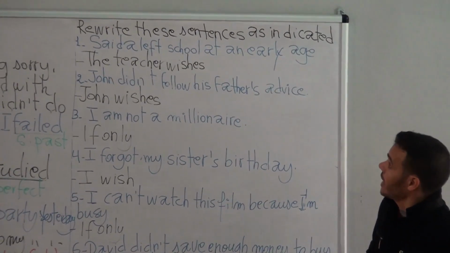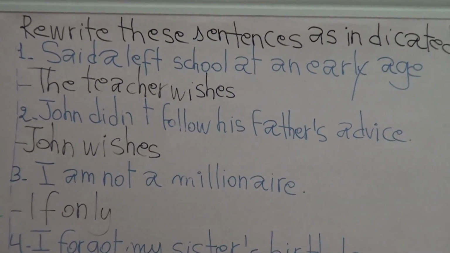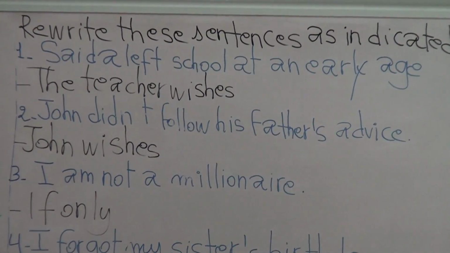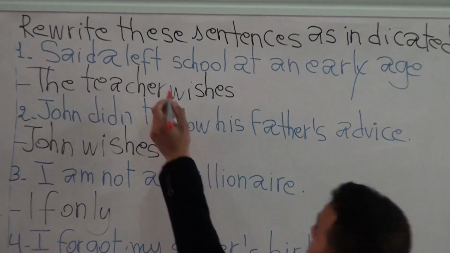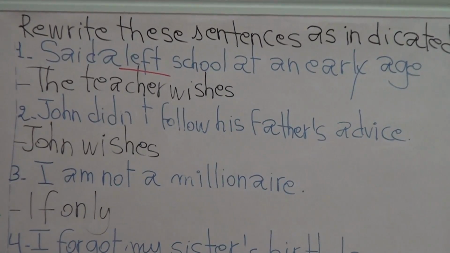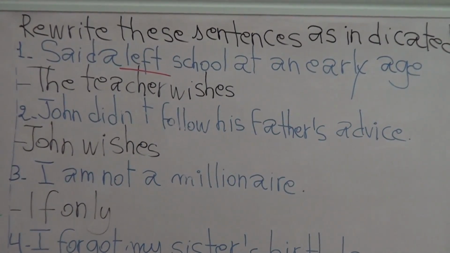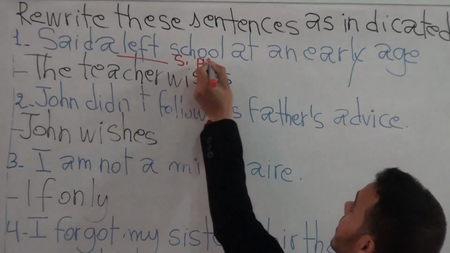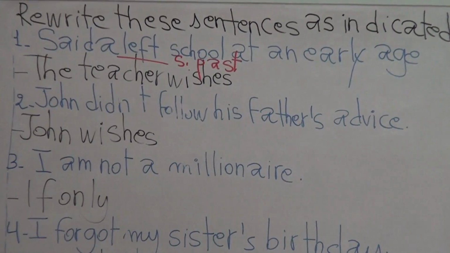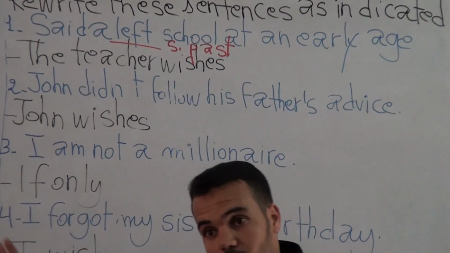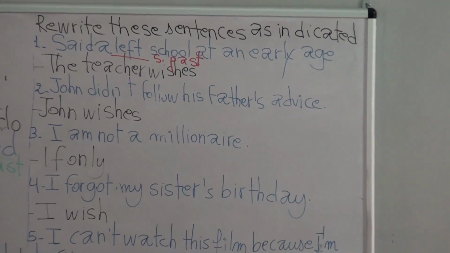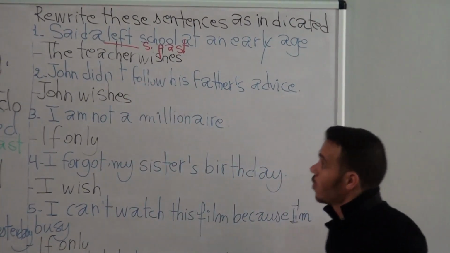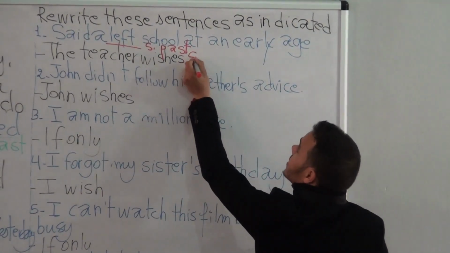Saida left school at an early age. So, the teacher wishes. So, what can we say here? First, we have to identify the tense of the verb. What is the verb first? Here the verb is "left". Saida left school at an early age. This is the verb to leave in the simple past. So what can we say? It means that this is a past wish. We are going to make a past wish about this sentence. So the teacher wishes, so the rule is wish, or if only. The teacher wishes what? Saida.